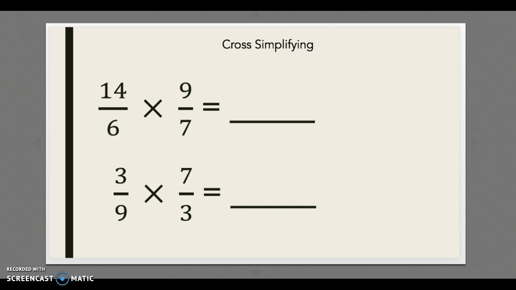Now this only works with multiplying fractions. This isn't applied for adding and subtracting fractions. So when I'm cross-simplifying, I can look for a common factor between numbers that are diagonal from each other. So if I look at 14 and 7, a common factor of 14 and 7 is 7.